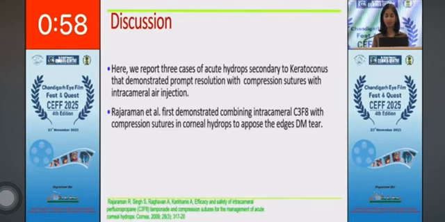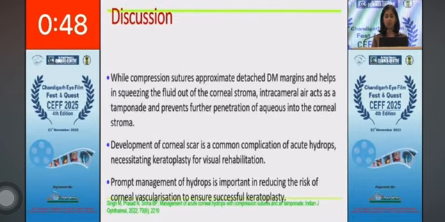Here we report 3 cases of acute hydrops secondary to keratoconus that demonstrated prompt resolution with compression suture and intracameral air injection. While compression suture approximates the detached Descemet membrane margin and helps in squeezing the fluid out of the corneal stroma, intracameral air acts as a tamponade and prevents further penetration of aqueous into the corneal stroma. Development of corneal scar is a common complication of acute hydrops, necessitating keratoplasty for visual rehabilitation. Prompt management of hydrops is important in reducing the risk of corneal vascularization to ensure successful keratoplasty.